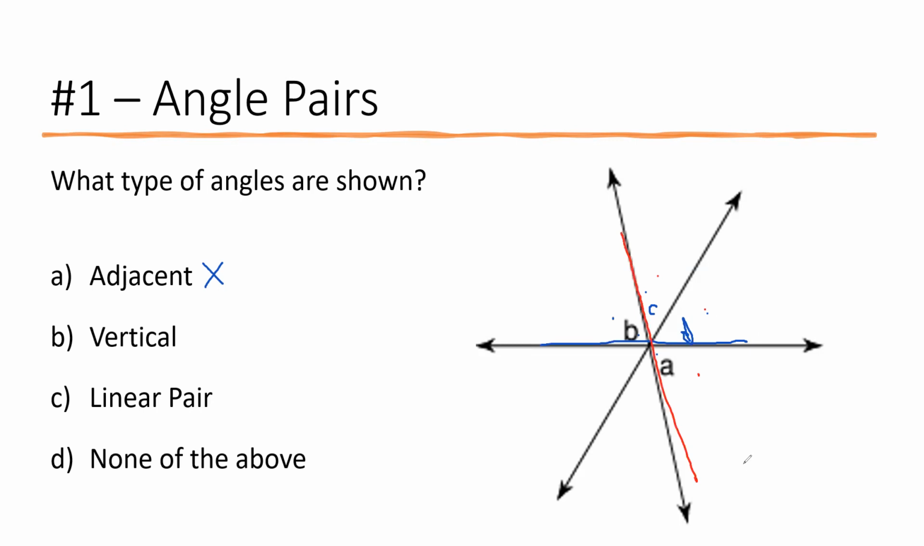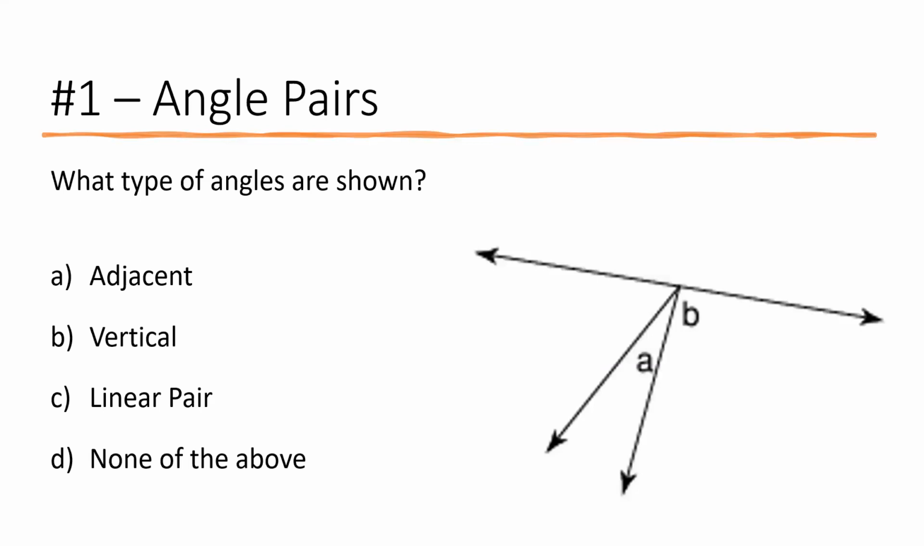So sometimes you maybe have more than two angles that come together to make a straight line and make a linear pair. But since the picture itself just had the two angles here, B and A, are across from each other, opposite of each other, they make vertical angles.